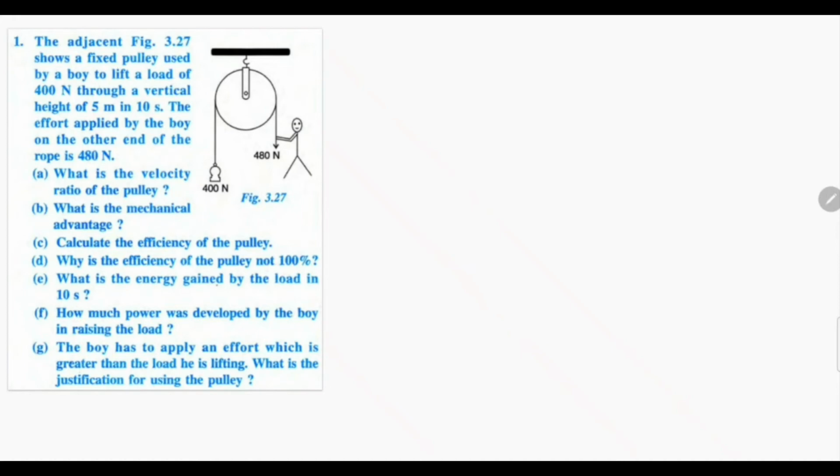First question, what is the velocity ratio of the pulley? If you remember, velocity ratio is a constant. Hence, velocity ratio, which is displacement of effort upon displacement of load. Answer is 1.